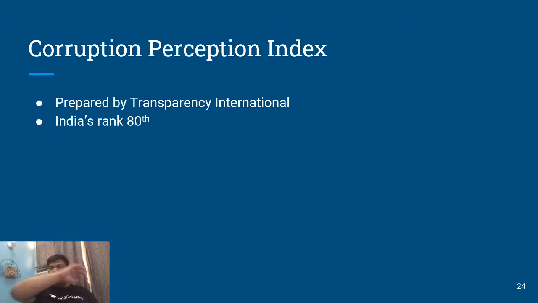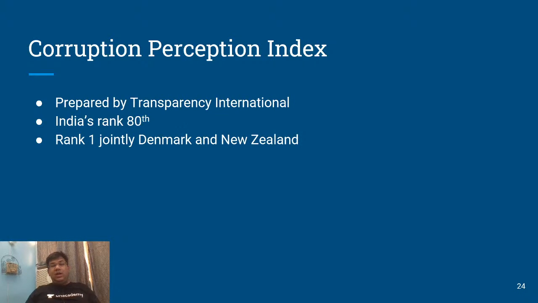Indexes you have to read, so just go through this. This has been prepared by Transparency International, and India's rank is 80th. Rank 1 is jointly held by two countries, Denmark and New Zealand. Denmark, of course, in Northern Europe, New Zealand, totally separate continent. Both are small countries. I think Denmark's population is between 5 to 7 million. New Zealand's is also roughly the same.